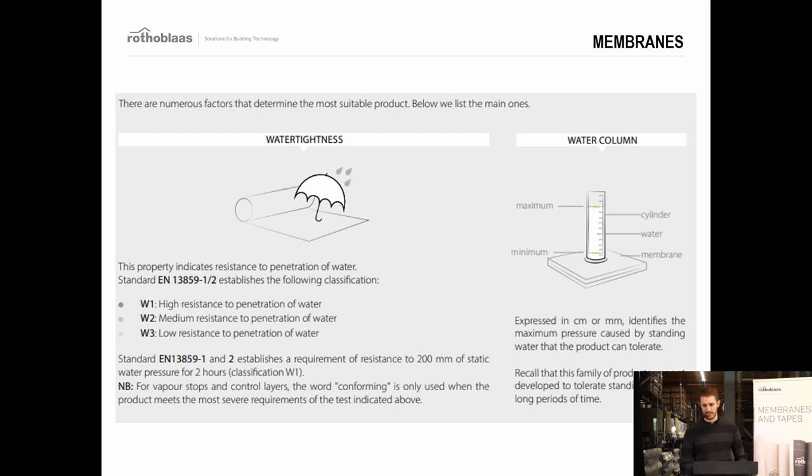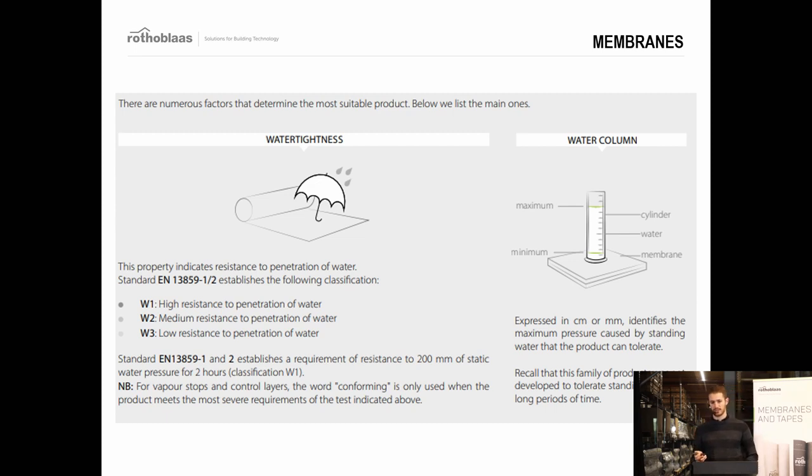Let's give an example. For instance, when you have a balcony and it's raining on top of it. First of all, you have to design the balcony in the proper way, with a slightly inclined surface so that the water can escape very quickly from the structure itself. Of course, you also have to place a membrane which protects our structure from this running water. So let's explain what water column is.